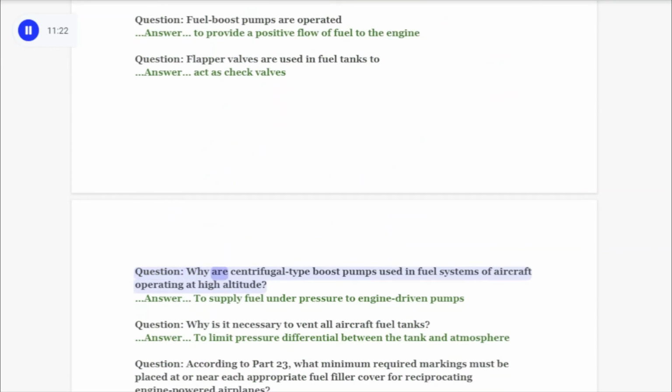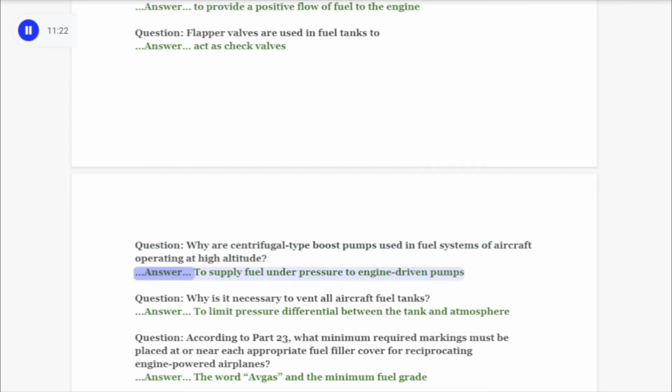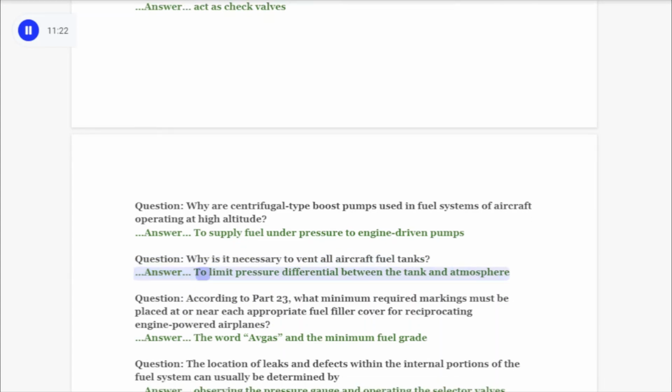Question: why are centrifugal type boost pumps used in fuel systems of aircraft operating at high altitude? Answer: to supply fuel under pressure to engine-driven pumps. Question: why is it necessary to vent all aircraft fuel tanks? Answer: to limit pressure differential between the tank and atmosphere.